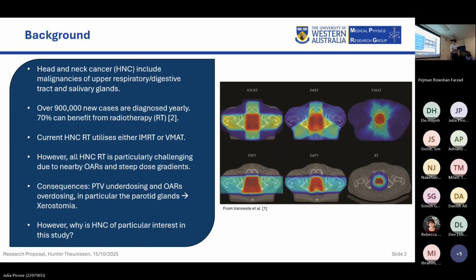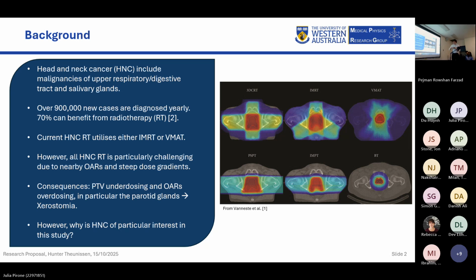So I'll just give you a bit of a background. This study will be focusing on head and neck cancer. Head and neck cancer is a broad term which encompasses many malignancies of the upper respiratory through to the digestive tract, including of the salivary glands. Every year, about 900,000 new cases are diagnosed. 70% of such are able to benefit from some form of radiotherapy. Further through, 50% of those are curative treatments in conjunction with some form of other treatment, usually surgery, and the other 50% are done for palliative care, so easing pain.